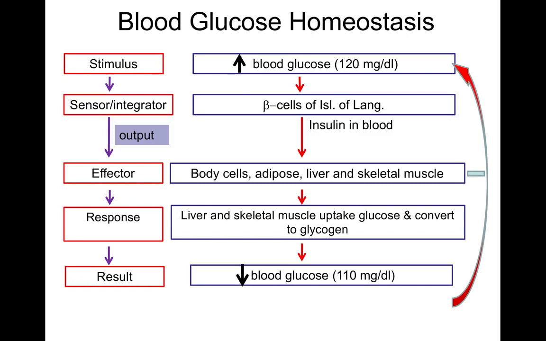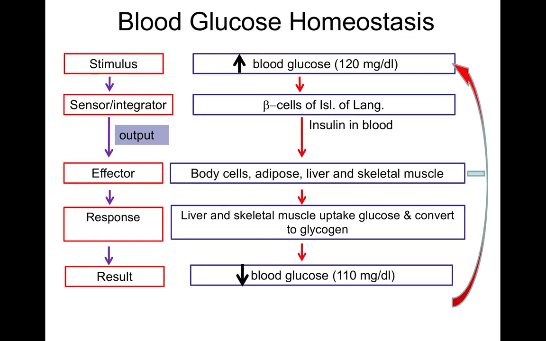Another example that I provided for you here, and you do need to know the numbers and the structures, is your blood glucose level, which is also maintained through homeostasis. The stimulus in this scenario is an increase in blood glucose level above a set point, which is 120 milligrams per deciliter. When that happens, your sensor and integrator are still the same: cells called beta cells of the islets of Langerhans, which are found inside your pancreas. When they notice that the blood glucose is high, they start to produce the hormone insulin.